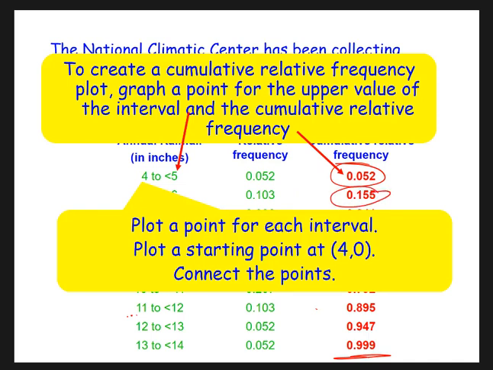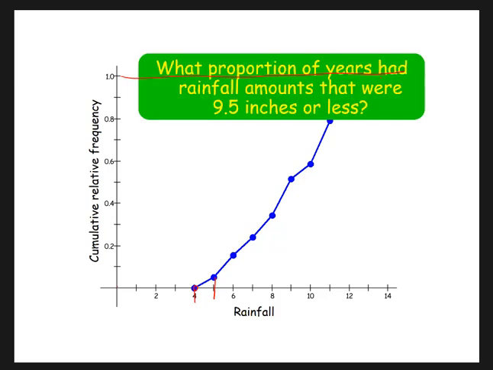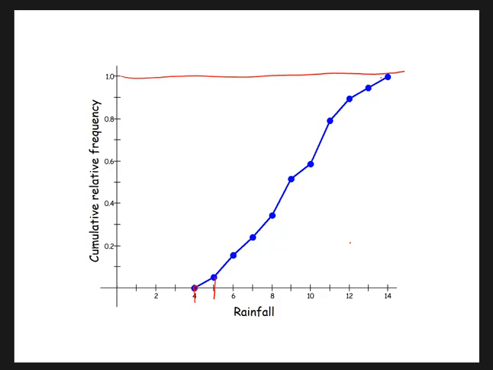At 6, it'd be the 0.155, and we keep building all the way up to 14. It's almost 1, or 0.999. And we connect them with a dot. So it's basically a line graph showing how the data builds. If this forms a perfectly straight line going up through there, then that means the data is evenly distributed, that we increase about the same amount at each interval.